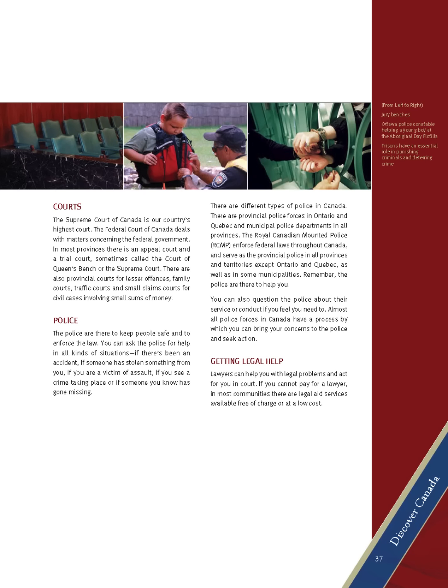There are different types of police in Canada. There are provincial police forces in Ontario and Quebec, and municipal police departments in all provinces. The Royal Canadian Mounted Police, RCMP, enforce federal laws throughout Canada and serve as the provincial police in all provinces and territories except Ontario and Quebec, as well as in some municipalities.